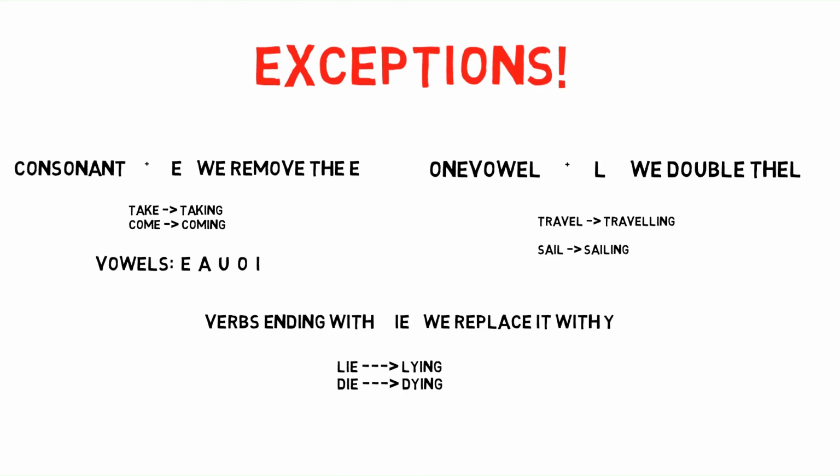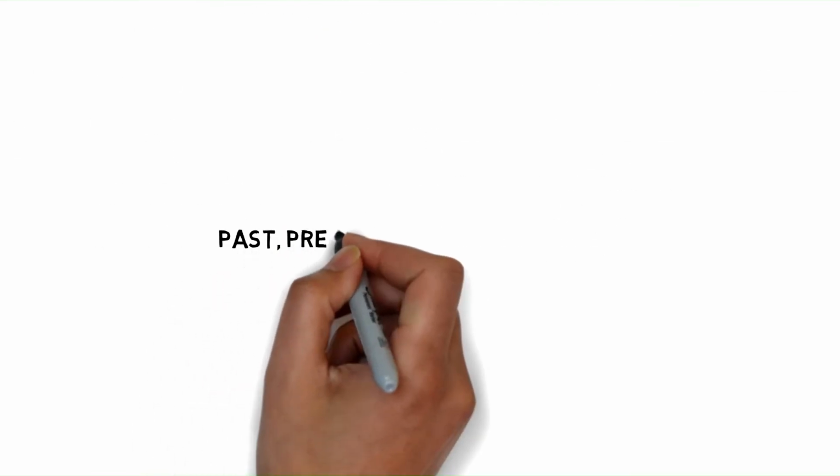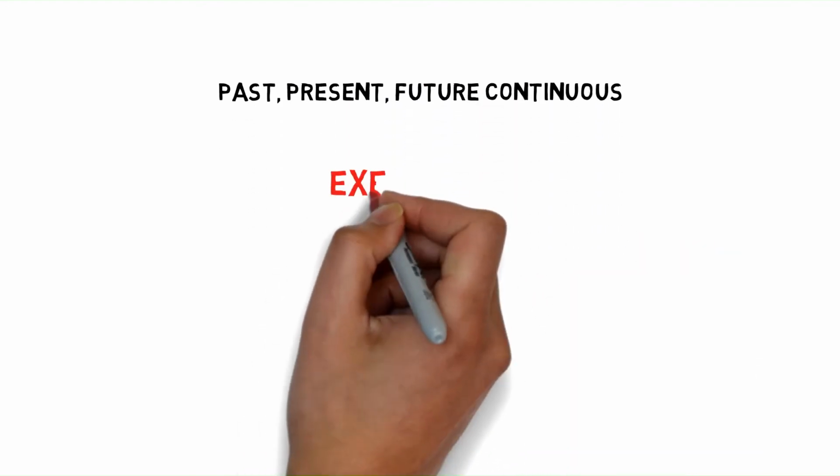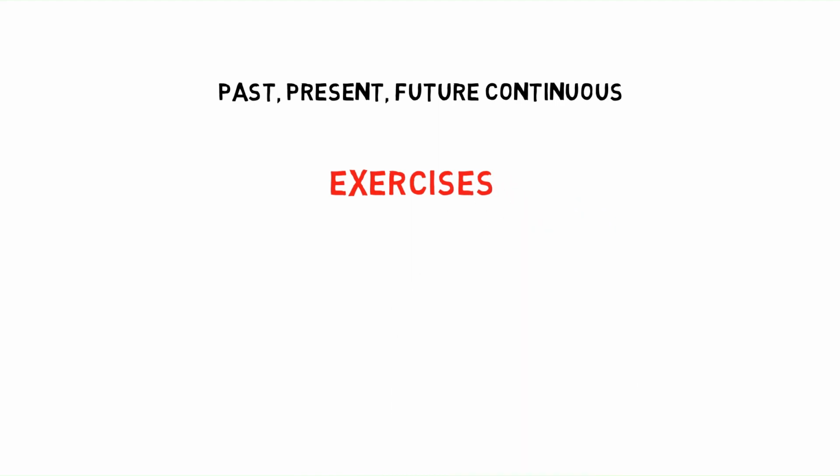Past, present and future continuous are easy. سهلين. غير خاصنا نطبقوهم في exercises اللي غادي نخليهم لكم في description below.